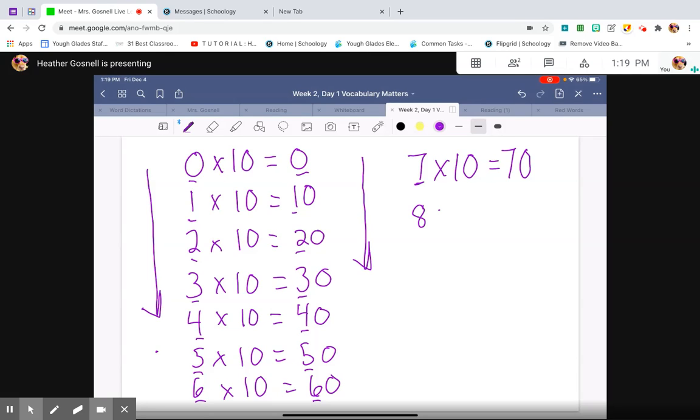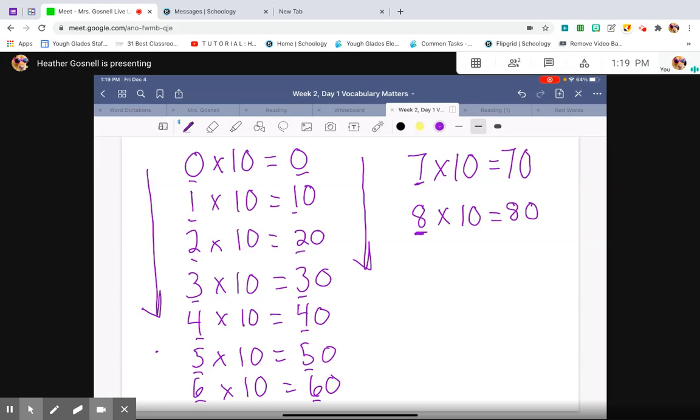You could do it here for 8 times 10. See 8 here? Our Envision math book says we can write 8 and then add a 0. This only works for the tens. This only works for our 10 facts.